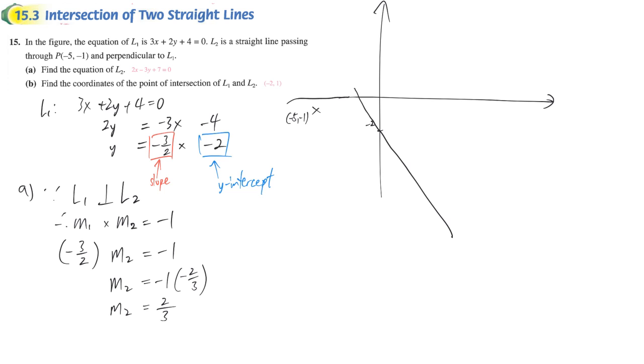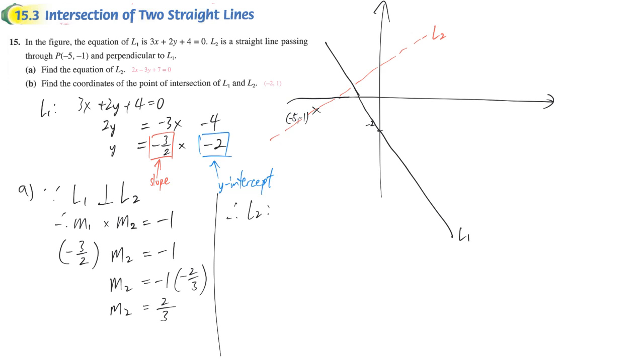So we are talking about a line perpendicular across the given line. This is L1 and our target is L2. We already found that the slope of this line is 2/3. And then together with this point, we can find the equation of L2.